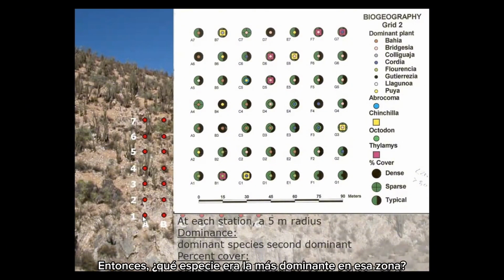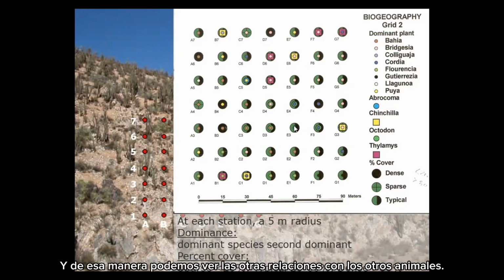So what species was the most dominant in that area, and how much cover was in that area? What we found out was the dominant species here was Carbonillo, Cordia decantra. There's a chinchilla, and it had typical coverage. That means between 20 and 80% ground cover. And what we found was there in no area was a chinchilla in a dense cover. That's because they hop. So they're not going to be in a place where there's lots of cover where they can't hop or see predators.